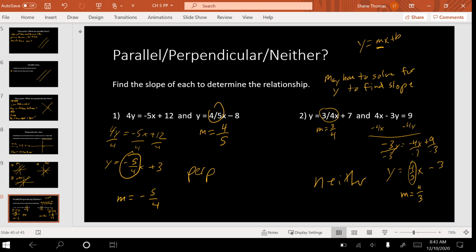Now, if you think about it, just roughly, it would be like 3, 4. You'd have a slope kind of like this, and the other one would be 4, 3. You'd probably have a slope more like this. Okay? So we have to get them to be negative of each other to be perpendicular. Questions on that, guys?